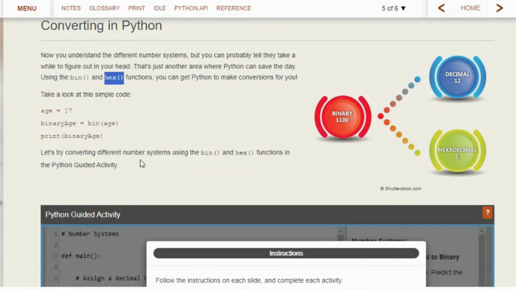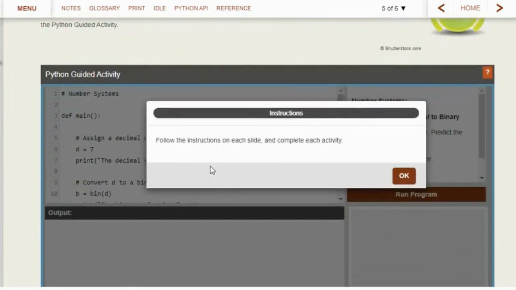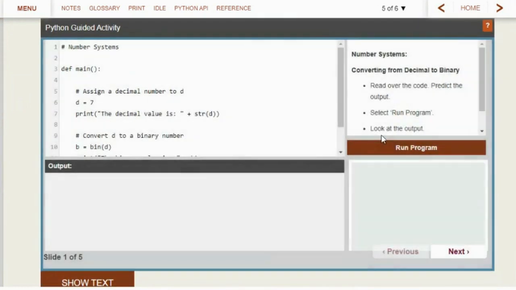So let's try converting different number systems. Looking at their sample programs right here. All right. Hashtag number systems. Let's read this over and see if we can predict what it's going to put out. Define main. So start our program. Our main function is defined. Now note, this is a hashtag. So these are just comments added into the program to help people read the program. So it says this code right here assigns a decimal number to D. So D is our variable.